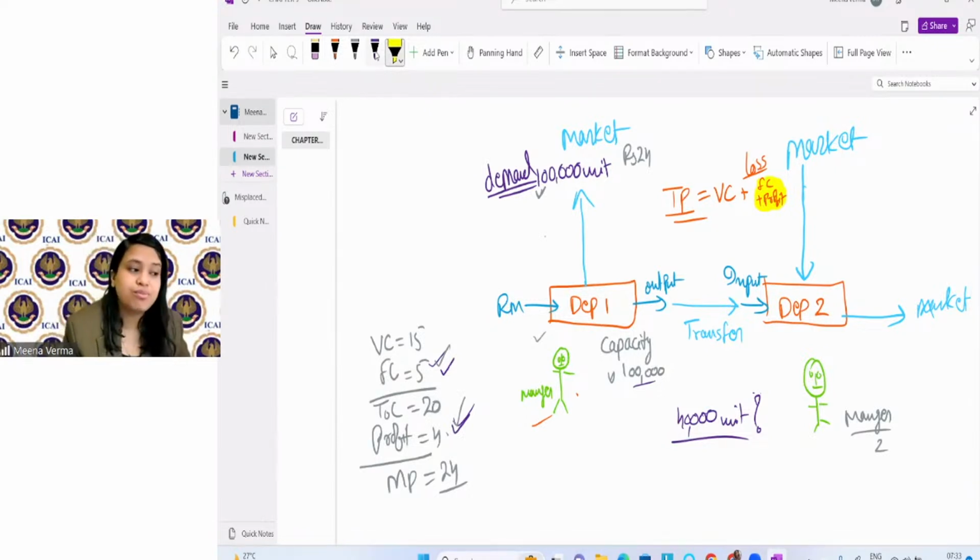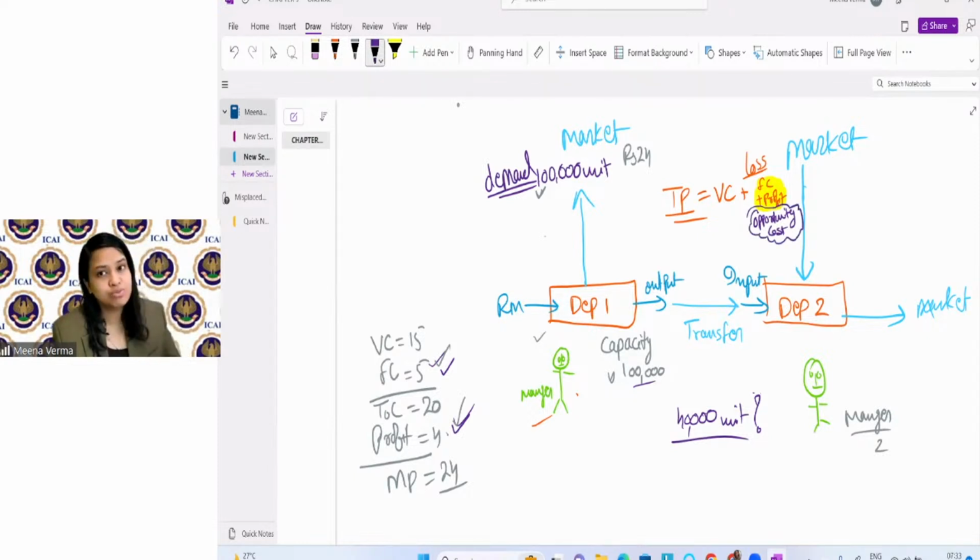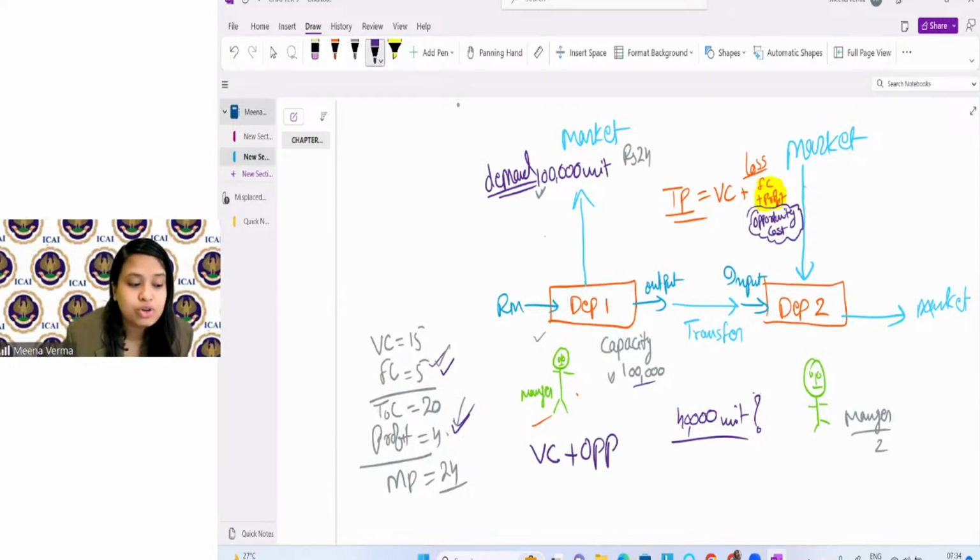If I transfer the goods from my department to your department, this is known as opportunity cost. So if I transfer the goods to your department, I will lose this opportunity cost. So what will happen? The manager of department 1 will say, I want to recover variable cost and I want to recover the opportunity cost. This is my minimum expectation. This is something minimum I want to recover from you. Then only I will transfer the goods to you.